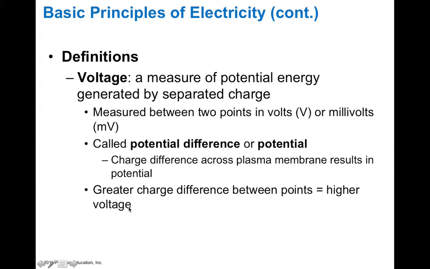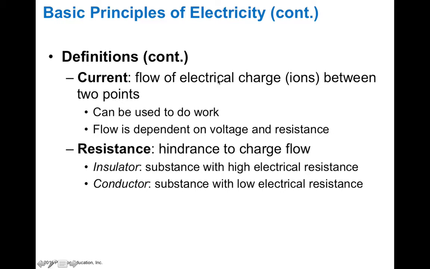So when we say that there's a big difference in charge, like maybe you have a tremendous amount of negative charge inside the cell and some more positive charge outside, if there's a large separation, then you have a higher voltage, just like a larger potential difference. So current is the flow of electrical charge, and in this case, ions between 2 points. The current that flows through our cells isn't the same as electrical current through a wire, because that's the flow of electrons. But rather, when you have ions flowing through channels across the plasma membrane, that's what we call current. And this can be used for work.